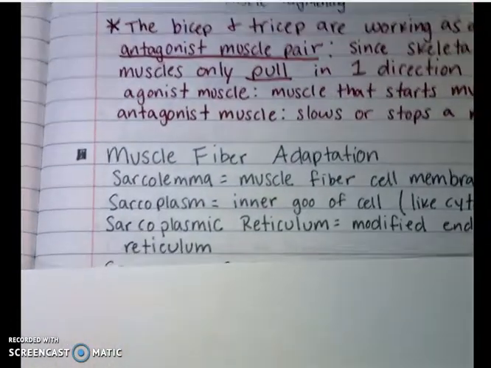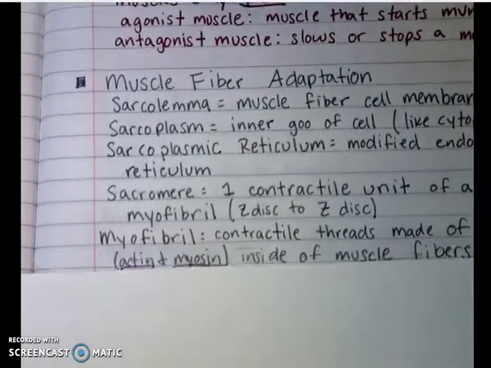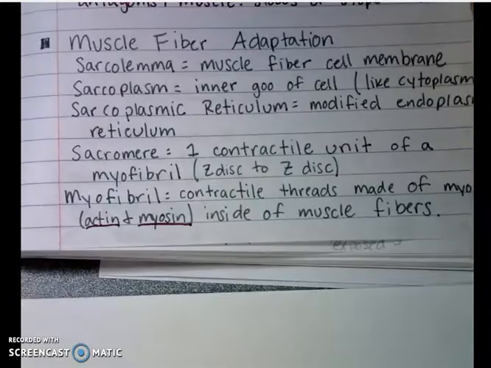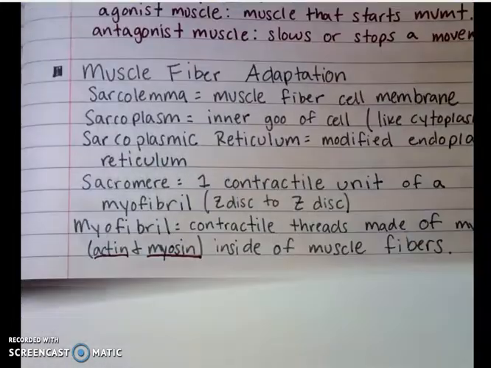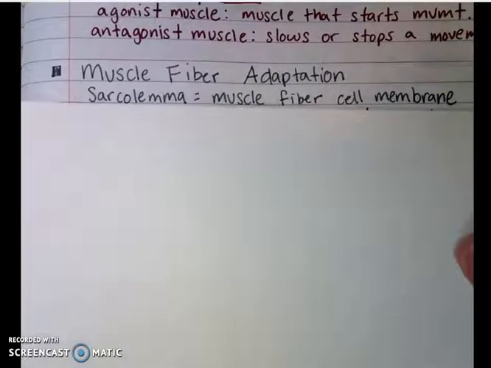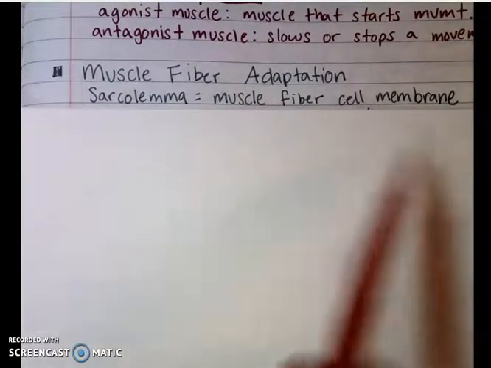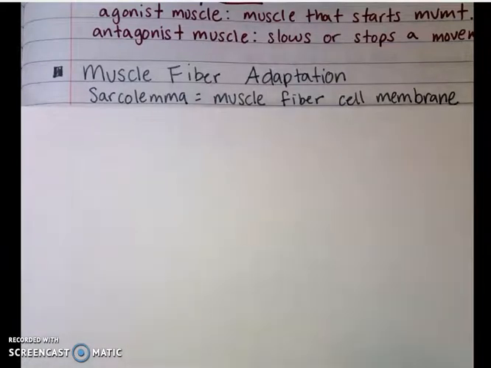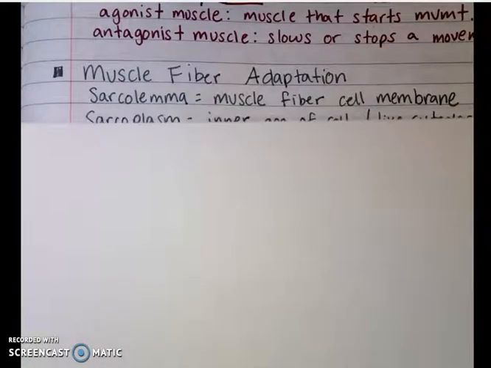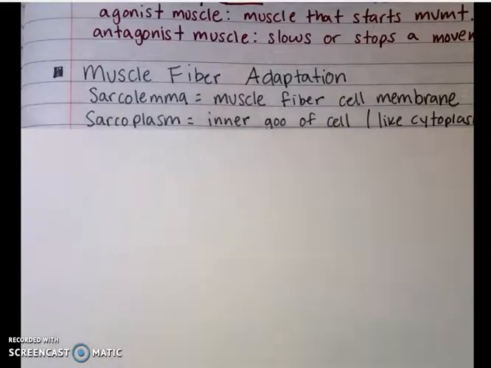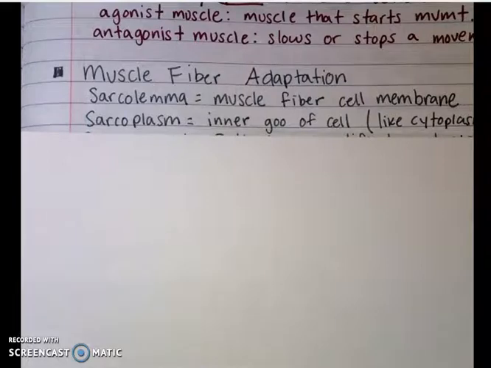Okay, so now we are going to move on to modifications in your muscle, or more specifically your muscle fibers, your muscle cells. The first thing is going to be the cell membrane. The cell membrane is known as the sarcolemma for muscle fibers. It has its own fancy name. Then you have the sarcoplasm. Sarcoplasm is the fancy word for the cytoplasm, or the goo inside of the cell.